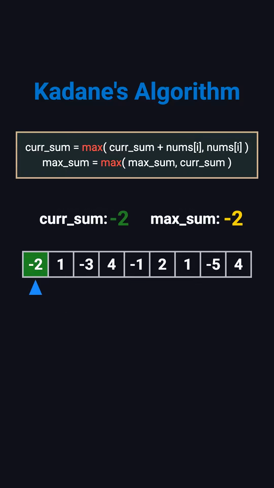At the beginning, both current sum and max sum are set to -2. Then we move to 1. 1 is greater than -2 plus 1, so we restart from 1. Current sum becomes 1, and max sum becomes 1.